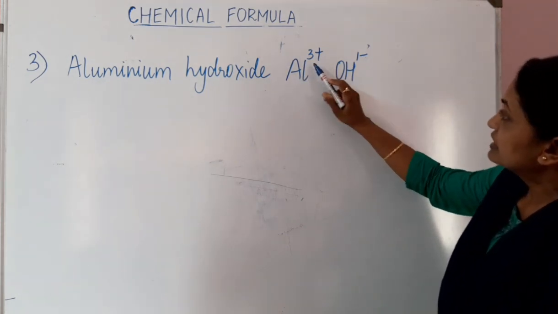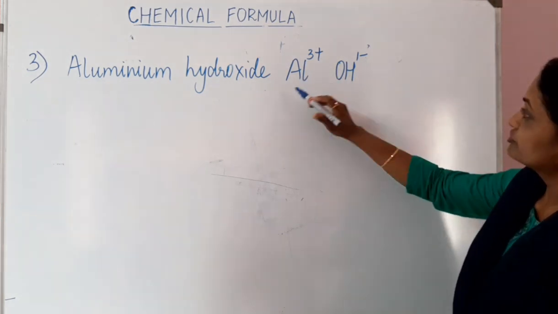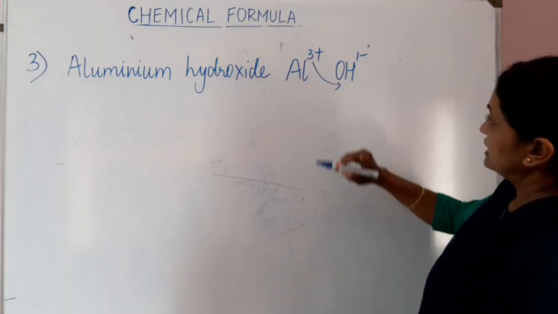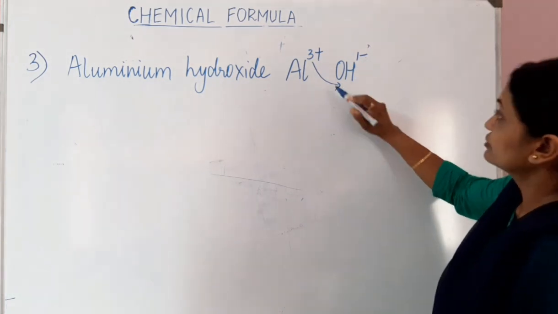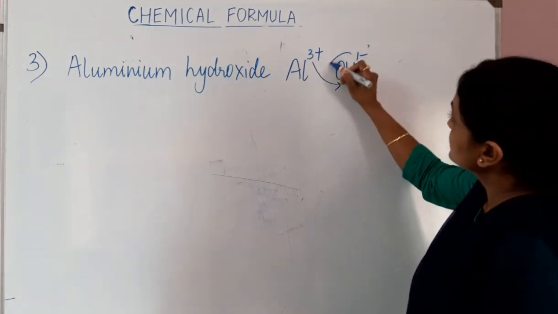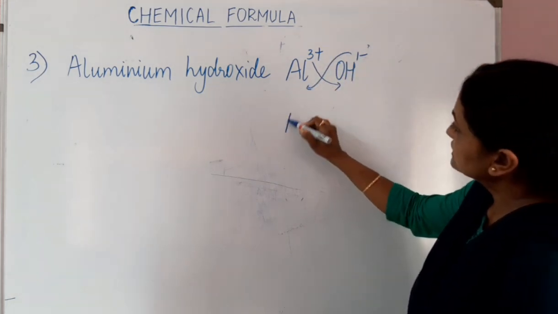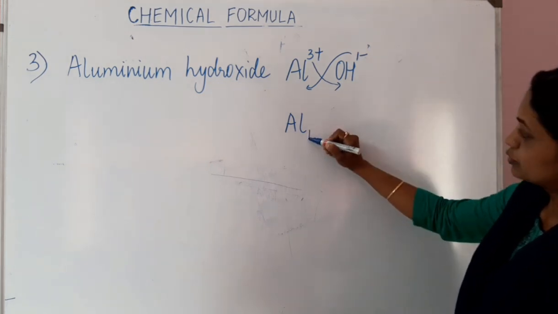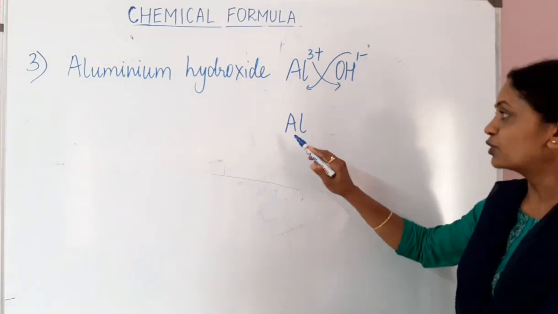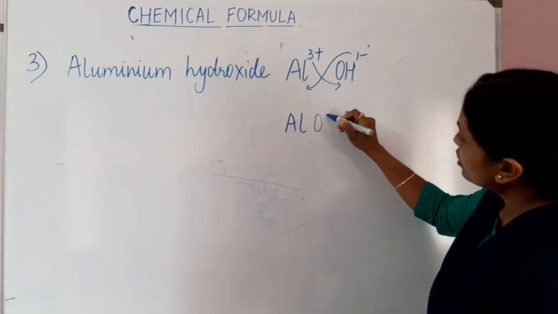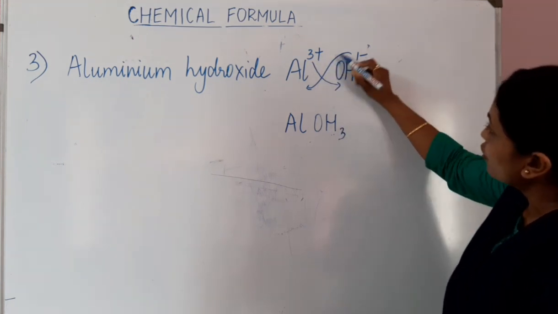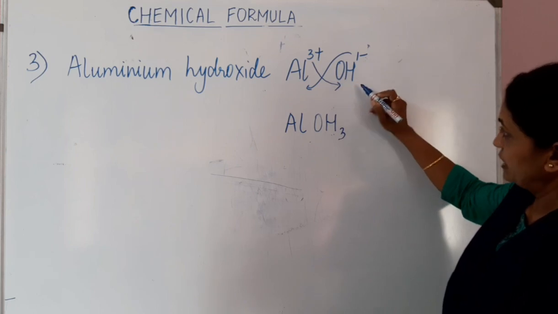Here we write the positive and the negative, both of them side by side, and then we interchange. So this 3 is for OH, and 1 is for aluminium. When we interchange, for Al the 1 has no need to be written, because writing Al already indicates 1 atom of aluminium. Now this 3 is for the whole negative radical OH.